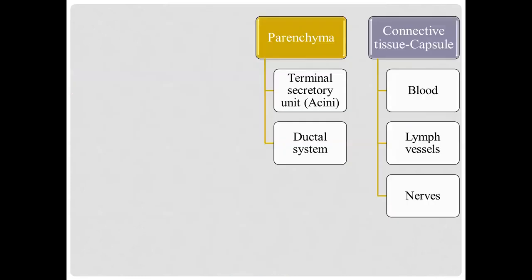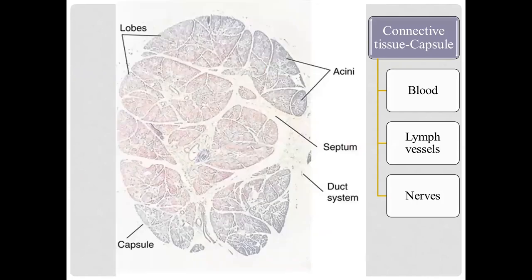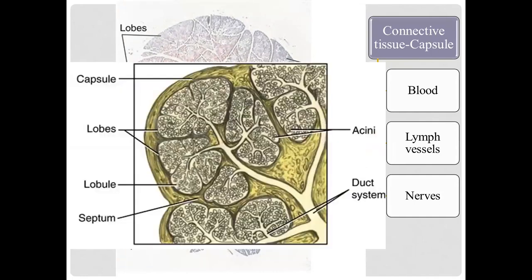Then the second one is the connective tissue capsule, which comprises the blood, lymph vessels, and the nerves. This is the connective tissue capsule, which can be seen in the outermost layer. In this diagram, you can see the capsule. And we can see that the parotid gland is divided into lobes, and within that, into lobules also. So via these connective tissue capsules, the blood vessels, the lymph vessels, and the nerves provide nutrition to the parotid gland.